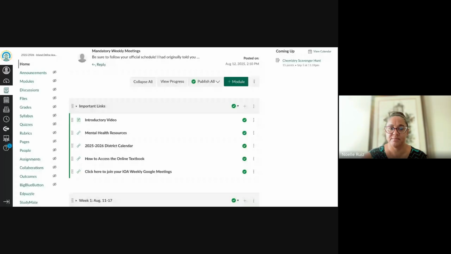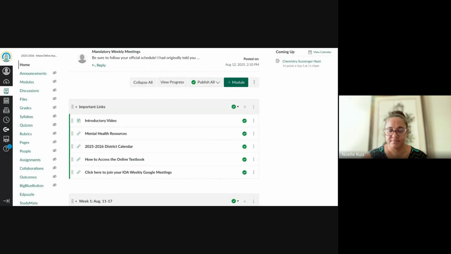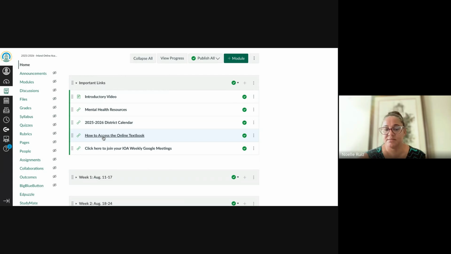The top of Canvas, I put how to access the online textbook. You click on that. You can follow those directions. But that's all you should be using for the test, your own notes or the online textbook. If you want a physical textbook, go to your homeschool. You can get a physical textbook.